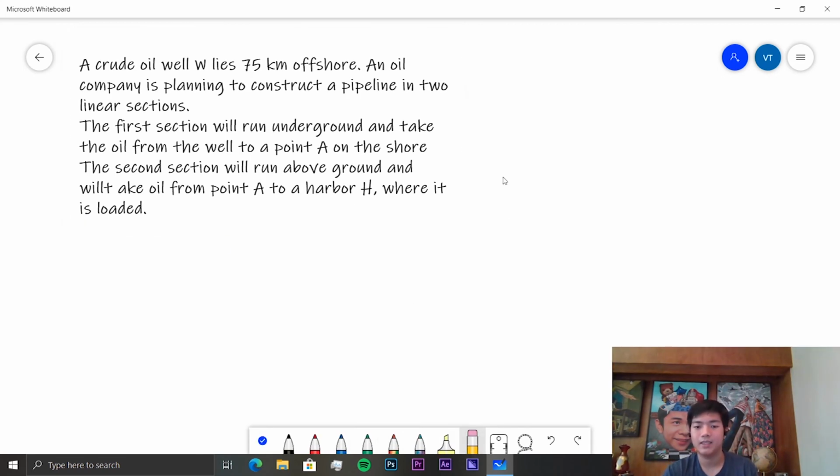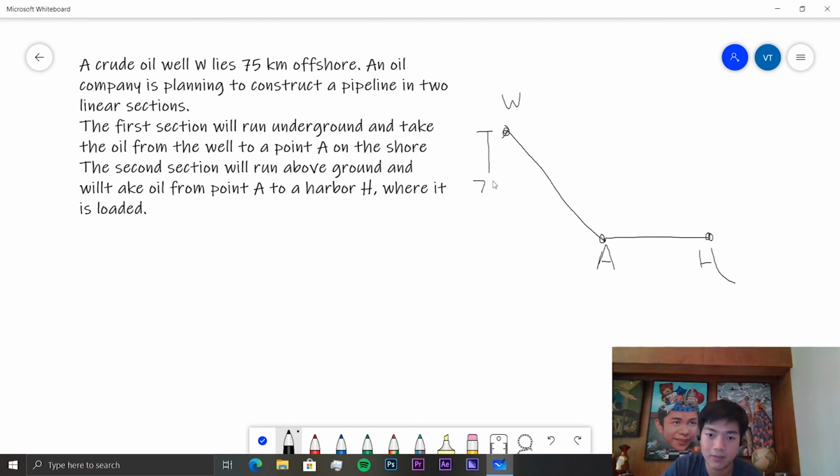So the diagram kind of looks like this. We have our offshore well W here, and then we have this first section, which goes to A, and then we have our second section, which goes to H. We're given that the distance between the offshore well and the shore is 75 kilometers. And it says that this distance here is 100 kilometers. And it's telling us to call this distance from the well to A x.